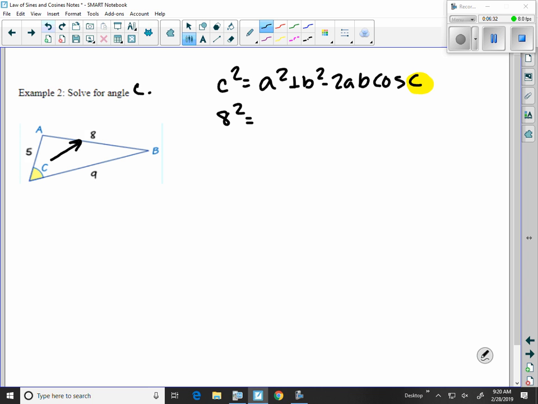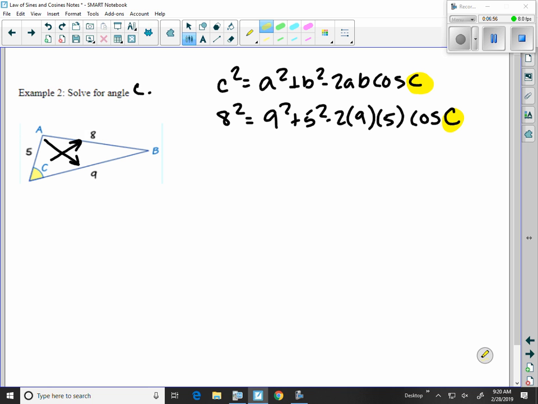Okay, our lowercase a, what should our lowercase a be? 9, because 9 is straight across from angle A. So that's side A. And then what is side B? 5. Okay, so anywhere we have our lowercase letters, we're filling them in with the matching side number. Okay, what questions do we have? Any questions for me?